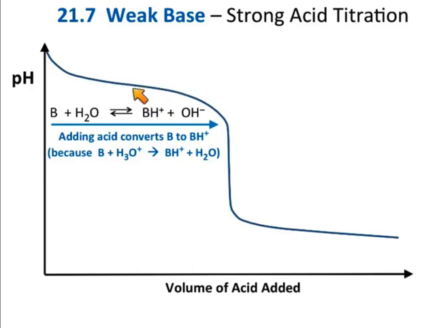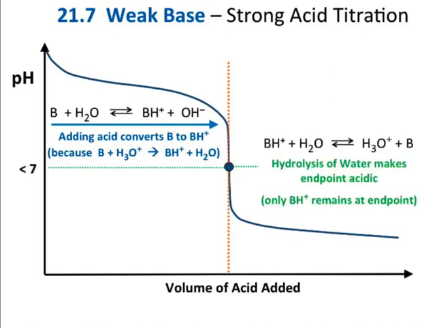Now at the midpoint of your titration, halfway to the equivalence point, analogous to what we did with weak acids, your pOH is equal to your pKb, and so then 14 minus that would give you your pH. Or another way to think of it is your pH is equal to your pKa of the conjugate acid. Either one works, gives you the same number.